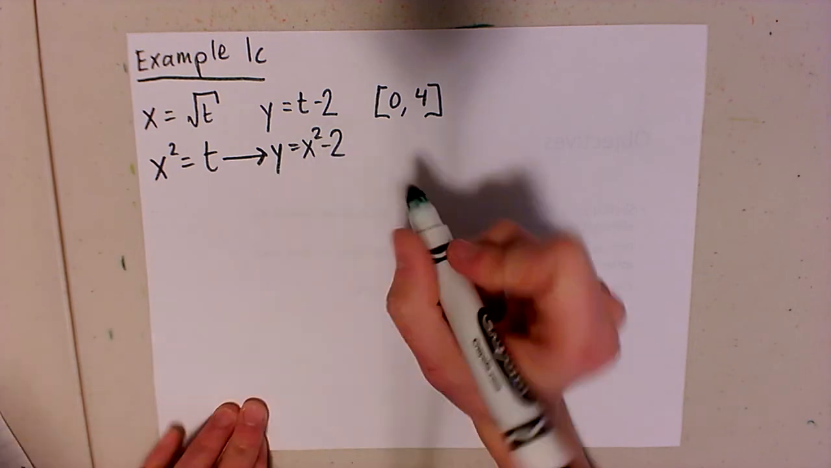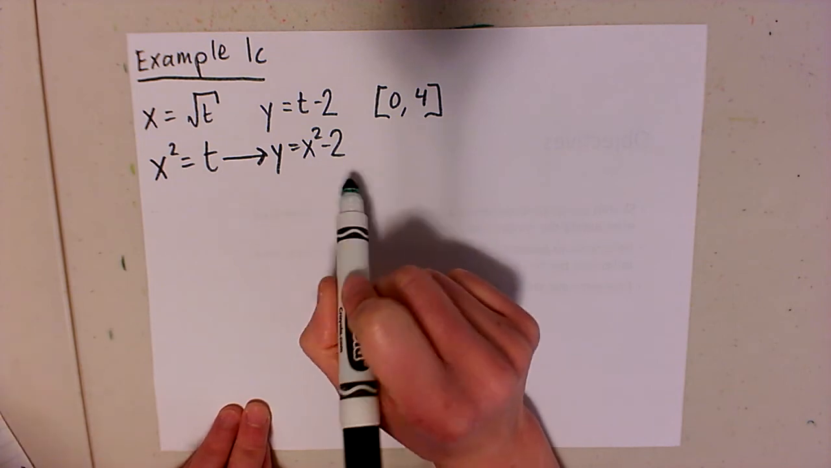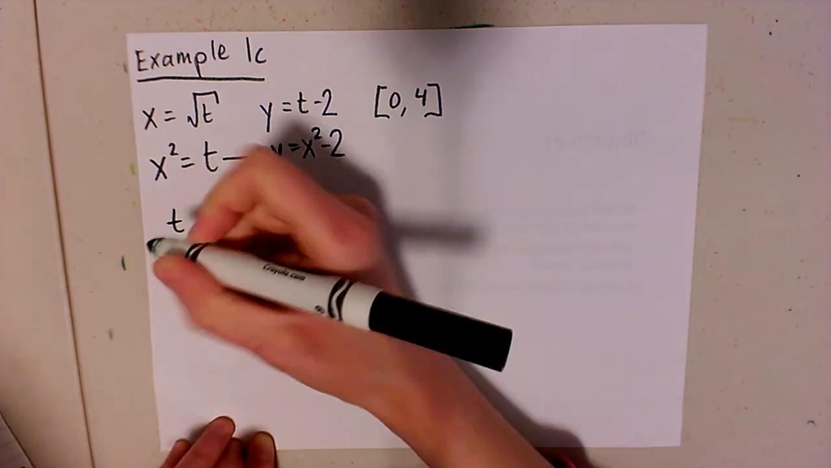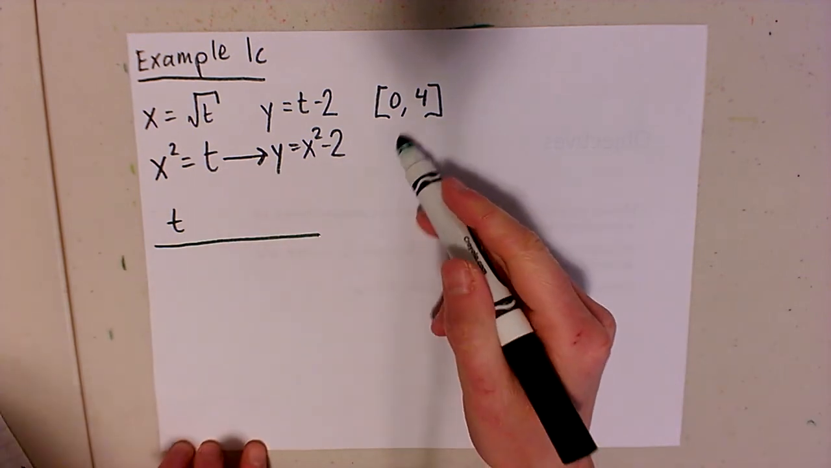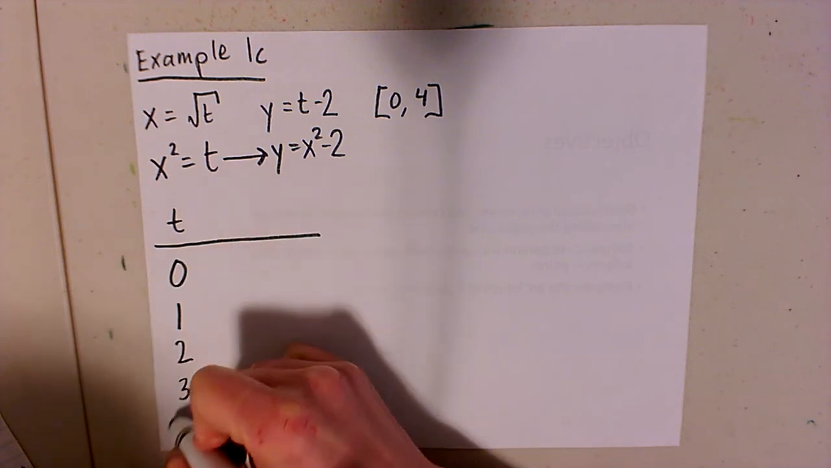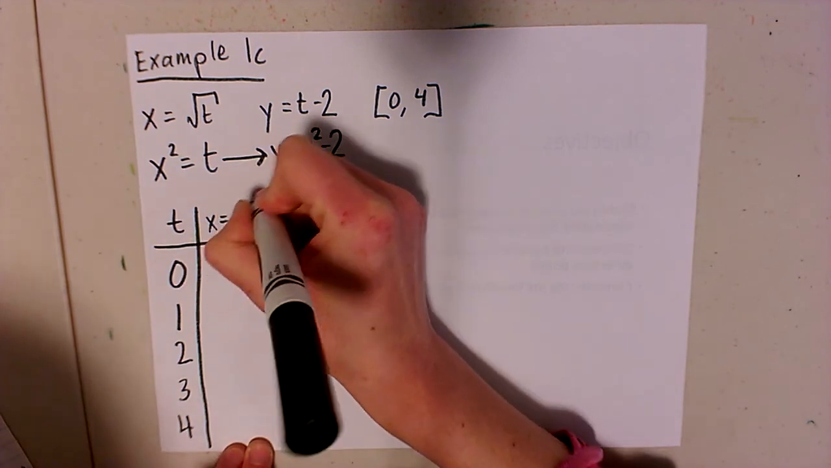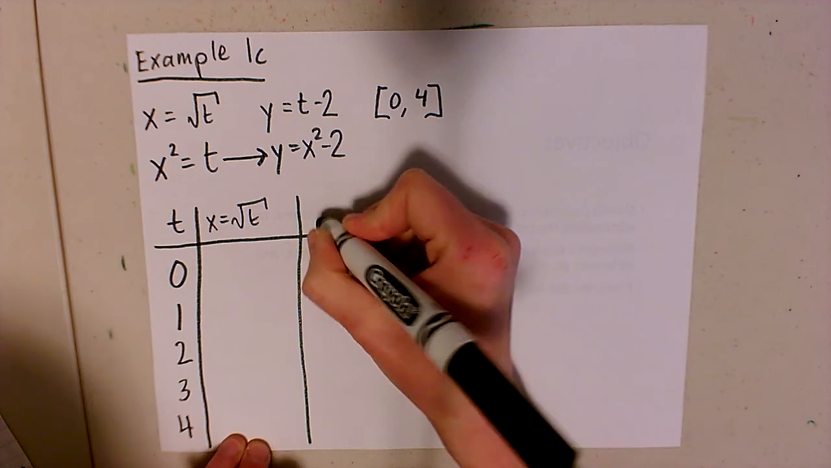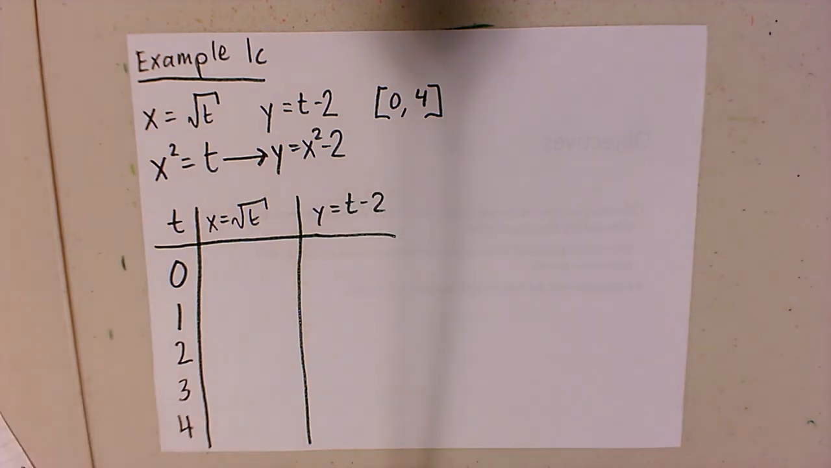Now, you recognize this as a quadratic equation in the graph of a parabola. So let's set up a chart and figure out what our points are going to look like. They want us to do this from 0 to 4. So we would have the values of t: 0, 1, 2, 3, 4. And we're going to use those to find our x values, and then also to find our y values. And we'll get some points and plot them and see what direction we go in, and how much of a portion of a parabola we have.